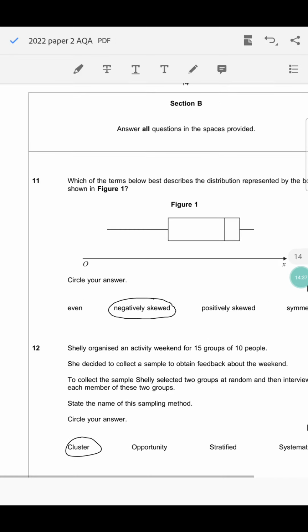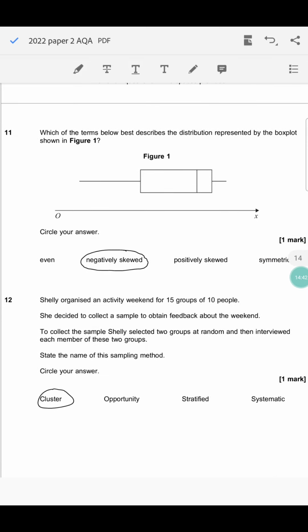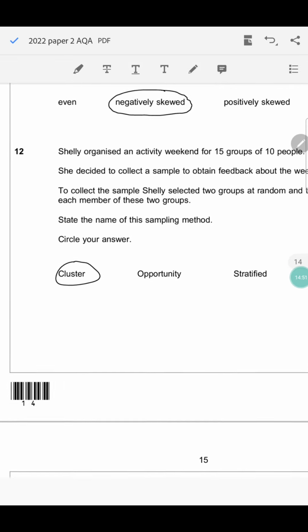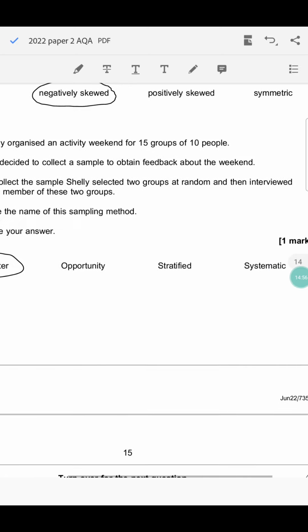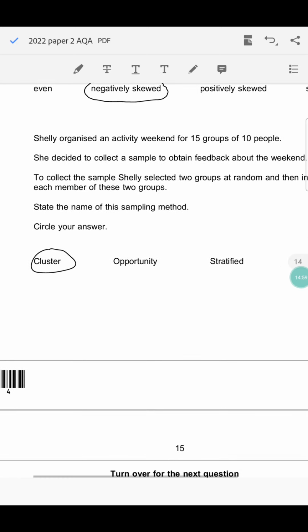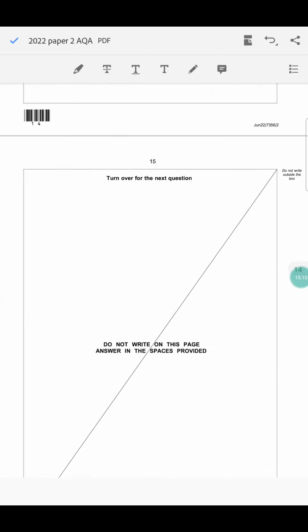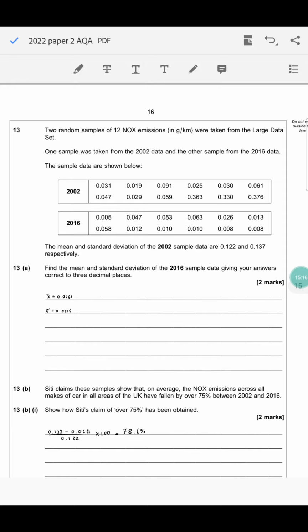Now, section B of the paper, this is the stats section. We know that this box plot is going to be negatively skewed because we know it's on this side of the box plot. Now question 12 says, to collect the sample, Shelley selects 2 groups at random and then interviewed each member of these two groups. This gives a huge hint that the answer would be a cluster sample, because that literally explains what it is, because it's talking about groups and picking people from each group.